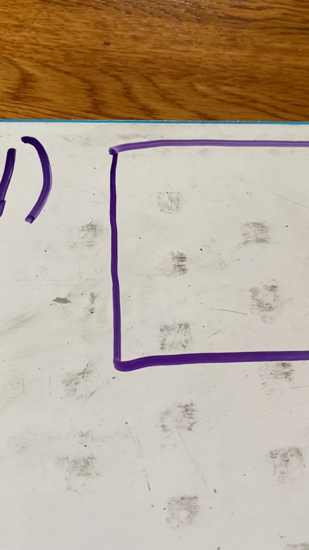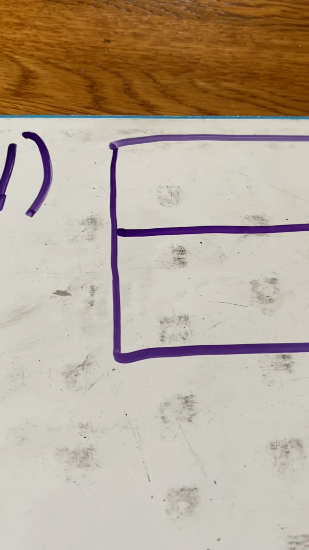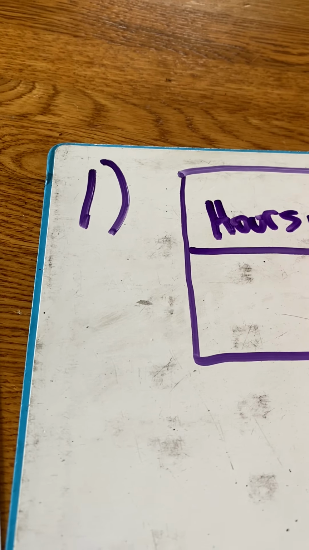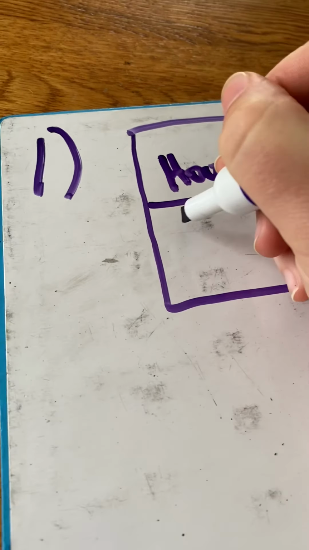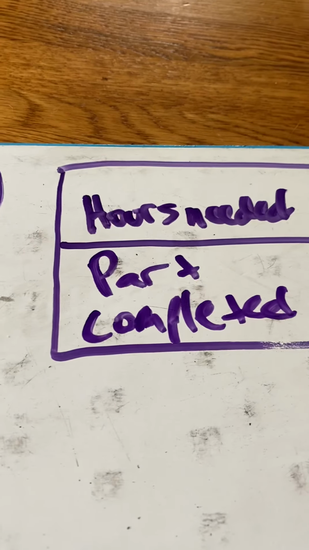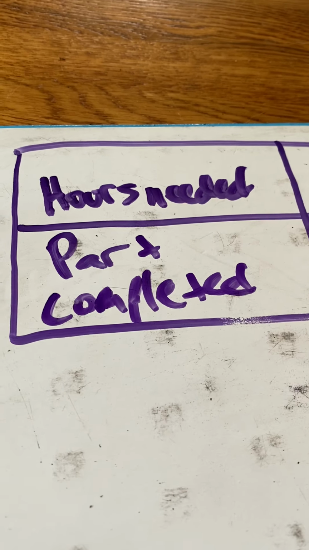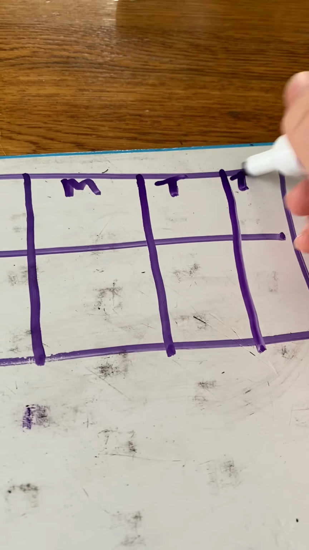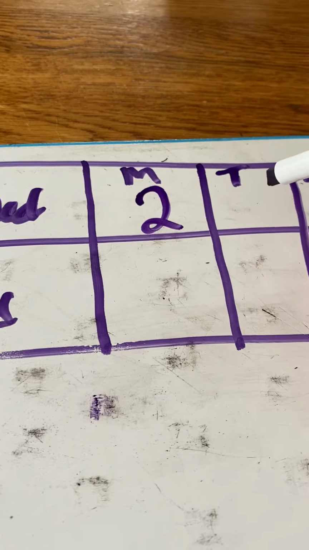All right. So we've got on top here, hours needed. And then I'll say part completed. Okay. We've got Mary on the top. I'm just going to put M. And then T for Tom. And then the top, I'm going to put TO for them together. All right. So Mary needs 2 hours. Tom needs 3 hours. I'm going to use the letter N because we don't know how long it'll take them to do it together.